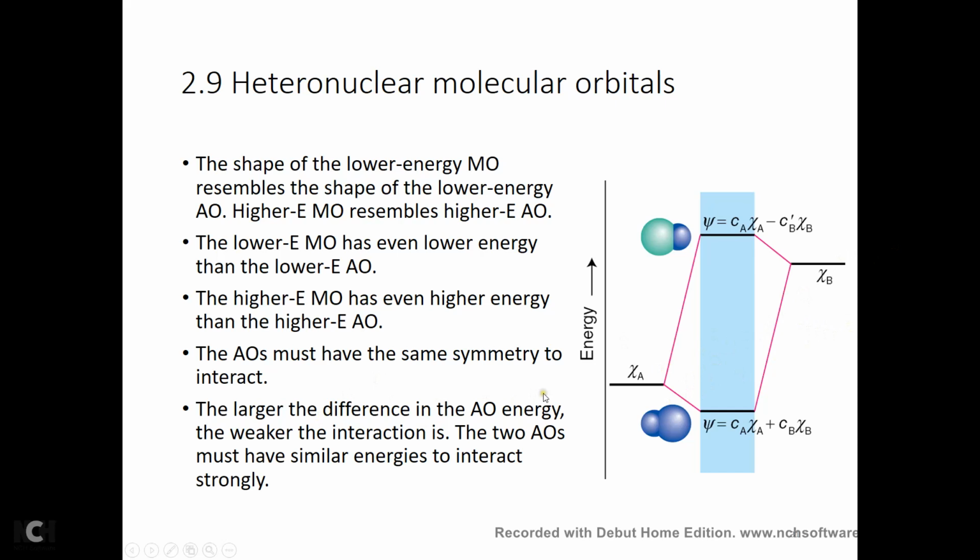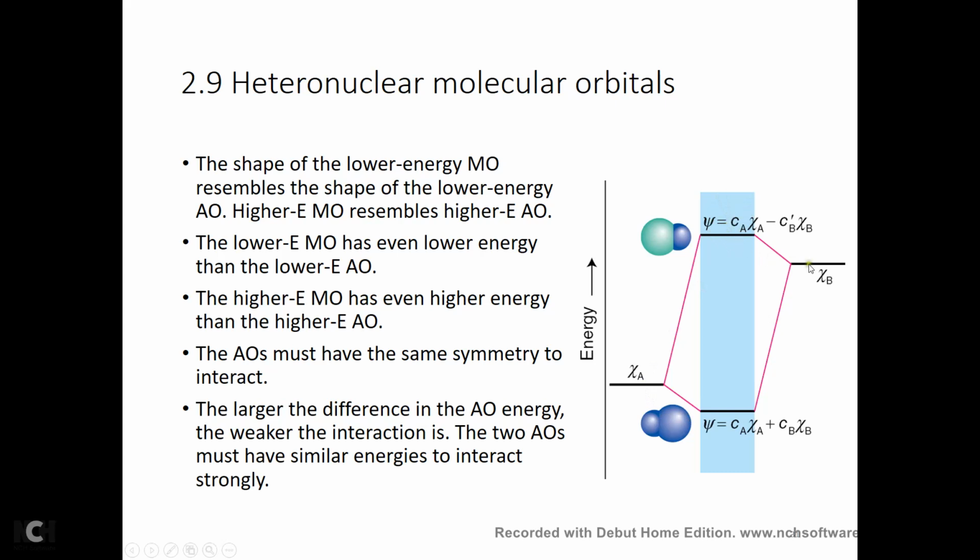One more thing, if the atomic orbitals chi A and chi B differ significantly in their atomic orbital energy, then the interaction between these two will be small. So if A and B differ significantly in energy, this MO is just mostly chi A. This is just mostly chi B, not much change. The energy of this is going to be fairly close to chi A. The energy of this is going to be fairly close to chi B.